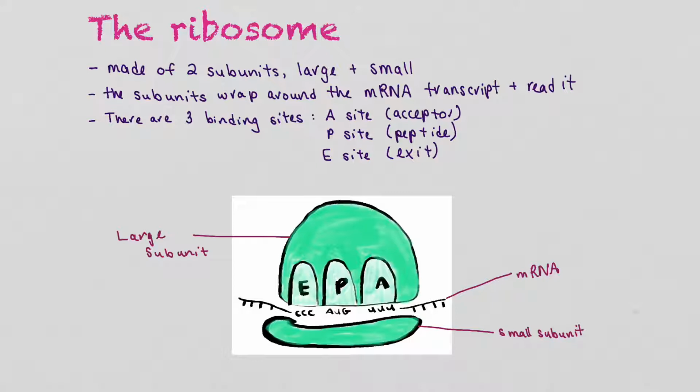There's the A site, the acceptor site, which is where the new tRNA molecules will move in. The P site, which is the peptide site. This is where peptide bonds will form between the amino acid on the P site and the A site. And then the third site is the E site, which is the exit site. So the tRNA that's not needed anymore will leave. And we'll learn more about that through the stages.